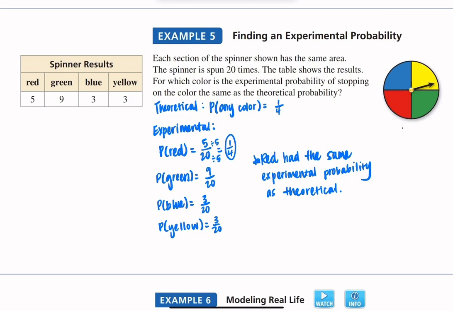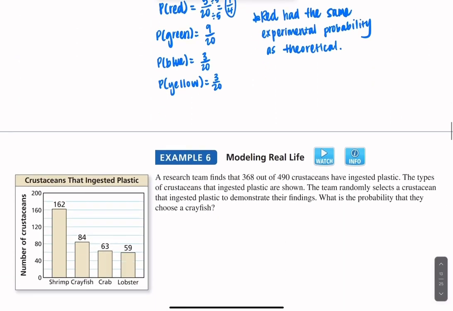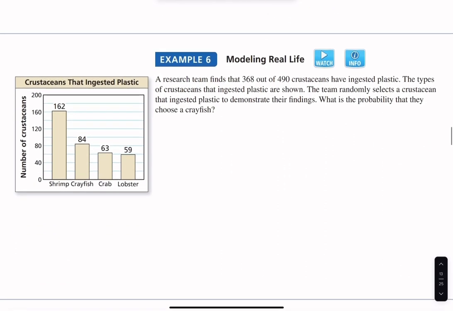Okay, another example that we can look at for this. Example 6, a research team finds that 368 out of 490 crustaceans have ingested plastic. So in our table, we're looking at the 368 that have ingested plastic. The types of crustaceans that ingested plastic are shown. So we've got shrimp, crayfish, crab, and lobster. The team randomly selects a crustacean that ingested plastic to demonstrate their findings. So they just picked one out of the bunch. What is the probability that they choose a crayfish?